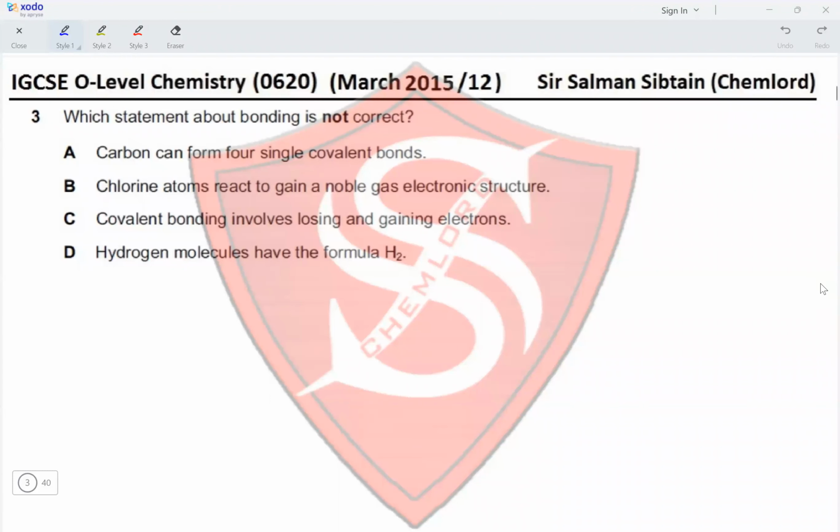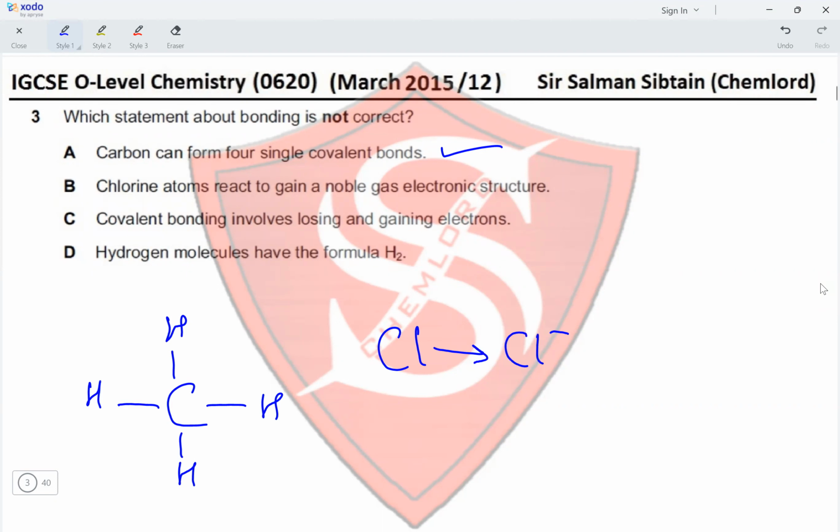Question 3. Which statement about bonding is not correct? Carbon can form 4 single covalent bonds? Yes. CH4: we have carbon forming 4 single covalent bonds with 4 separate hydrogen atoms. Chlorine atoms react to gain a noble gas electronic structure. Yes, chlorine gains an electron to go from having 17 electrons to 18 electrons, and 18 electrons is the same as the electronic structure of argon, which is a noble gas.